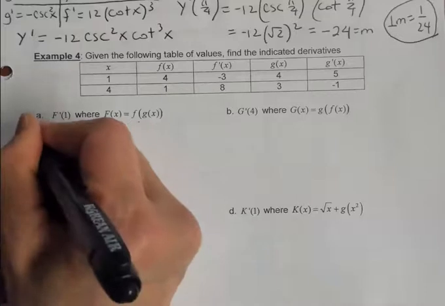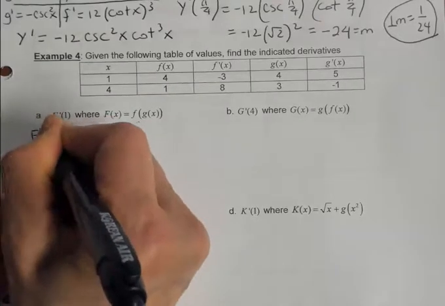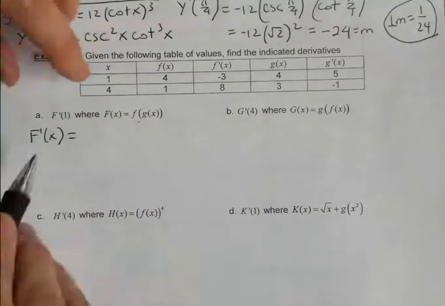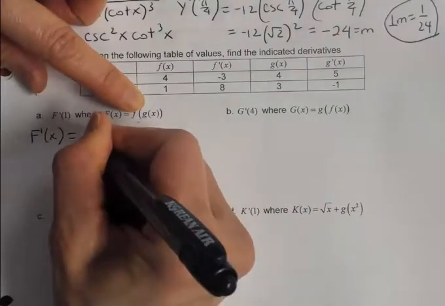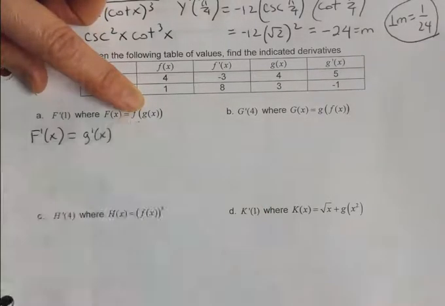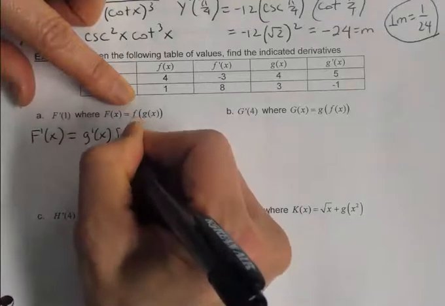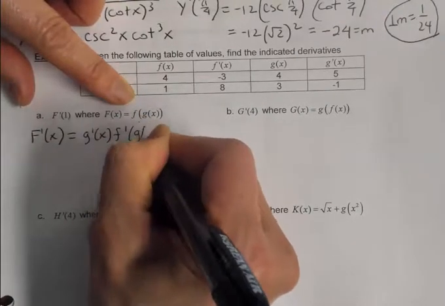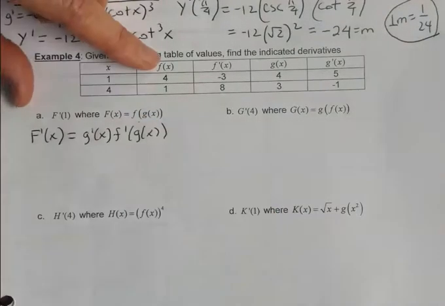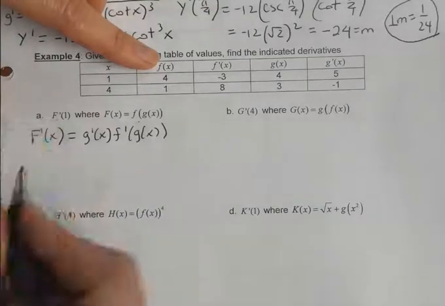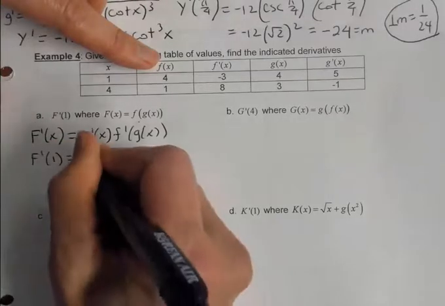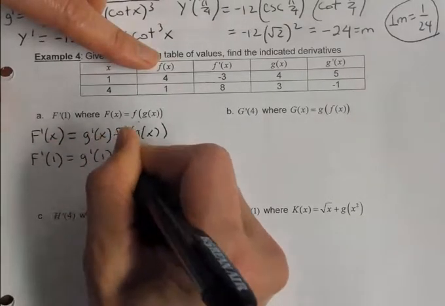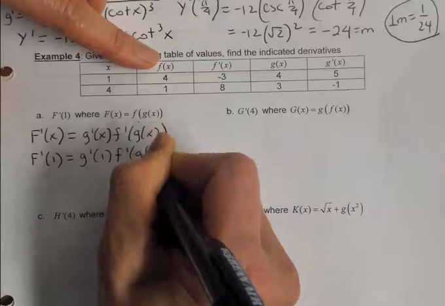Okay, so we're going to find F prime of x. So here you just want to do the general derivative first. So that would be derivative of the inner, so that's going to be your g prime of x. And then the derivative of the outer, f prime with the inner in it, g of x. That's basically the general chain rule. Okay, now I'm going to put in 1 for all of my x's. So what is F prime of 1? It'll be g prime of 1 times f prime of g of 1.